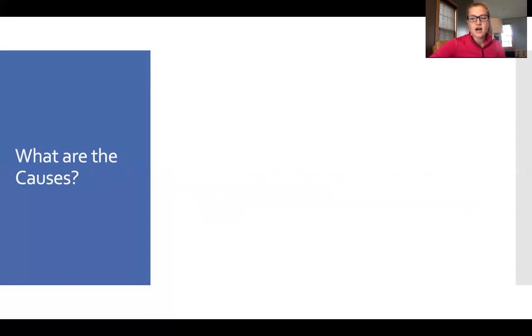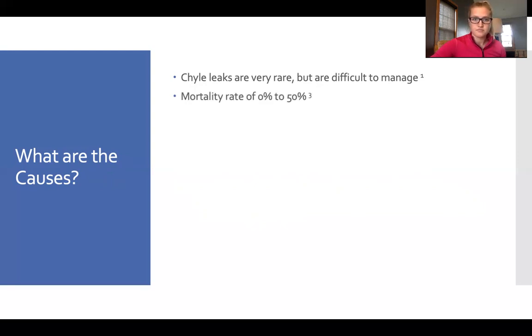So what are the different causes? Well, chyle leaks are very rare, but are difficult to manage, and that's because there isn't a lot of MNT or different types of medical treatment that they have found that specifically helps cure these chyle leaks. The mortality rate ranges from 0 to 50%. There are low outputs and high outputs. If it was low, it's less than 500 milliliters per day, and if it's high, it's greater than 500.